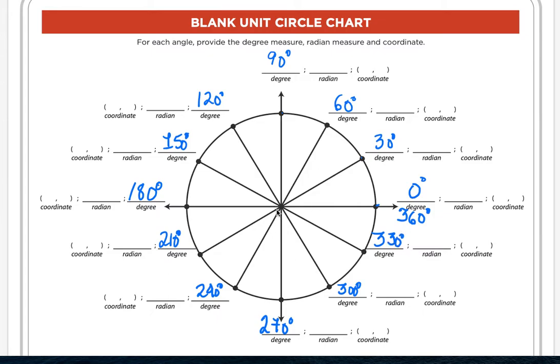I've got a blank unit circle that I'm going to want you to fill out that also has the halfway part between each one. And I'm trying to make sure I've got that right.